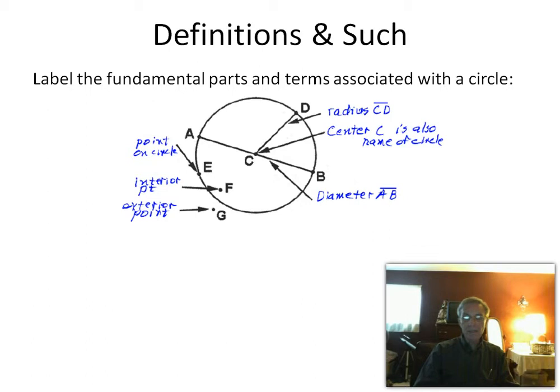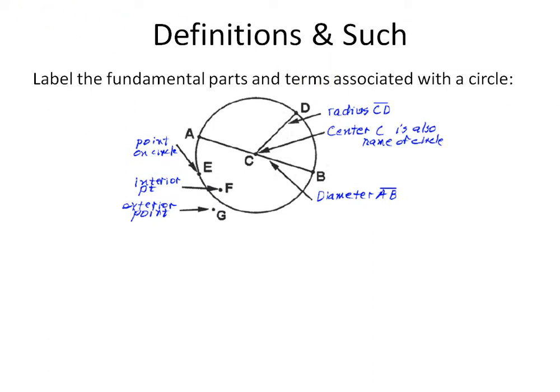The diameter is going to be represented by the segment AB because it goes from one side of the circle to the other side and it goes through the center, which is C. So center C is the center of the circle and it's also the name of the circle. If you see this, they would call this simply circle C. The radius of this circle is CD. So segment CD is the radius.